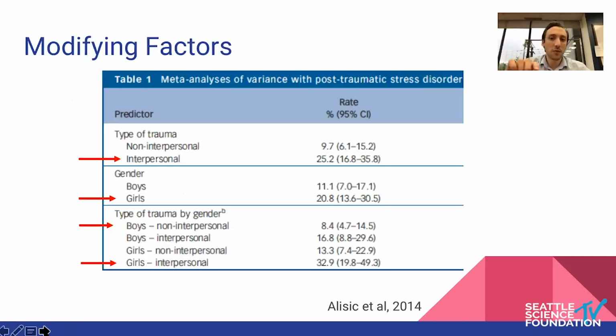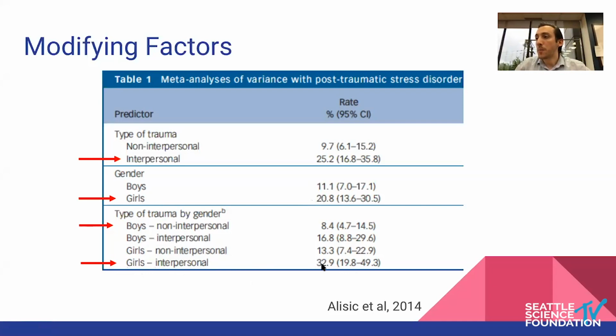Just recalling that 15.9% was the overall general rate of developing PTSD. However, when we look at the rate of developing PTSD with exposure to interpersonal trauma, that came out to 1 in 4 adolescents, whereas more like 1 in 10 adolescents exposed to non-interpersonal trauma, such as a car accident or medical illness. The difference between girls and boys across the study samples is almost a 2-to-1 difference, in that 1 in 5 girls versus closer to 1 in 10 boys would go on to develop PTSD. And boys who experience non-interpersonal trauma had the lowest rates of developing PTSD at 8.4%, whereas girls exposed to interpersonal trauma had almost a 1 in 3 rate of developing PTSD.